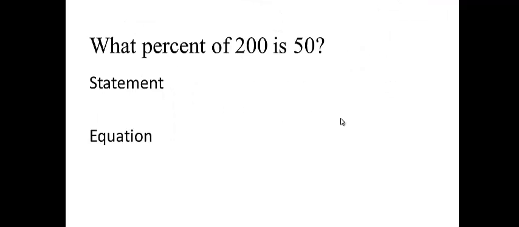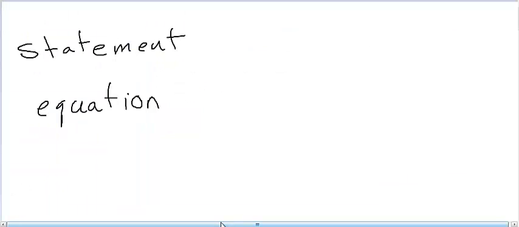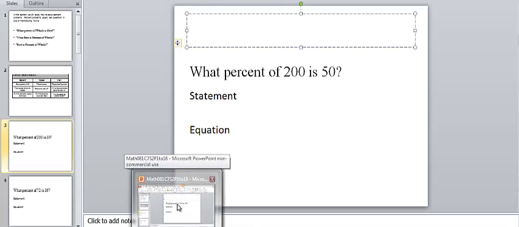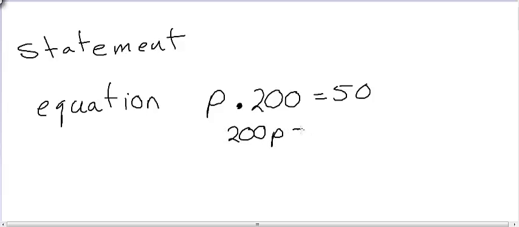So what percent of 200 is 50? We want to set up an equation to solve this. So my equation, what percent we interpret as p, it's our variable, of is interpreted as multiplication, of 200 is 50, so 200 goes down as 200, is is interpreted as an equal sign, and 50 is 50. So I have the equation 200p equals 50.